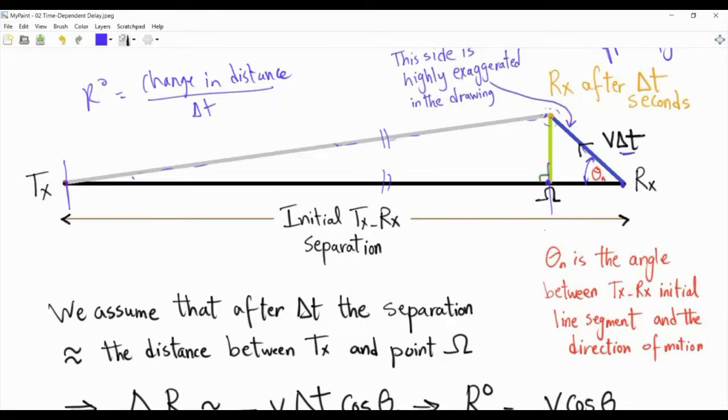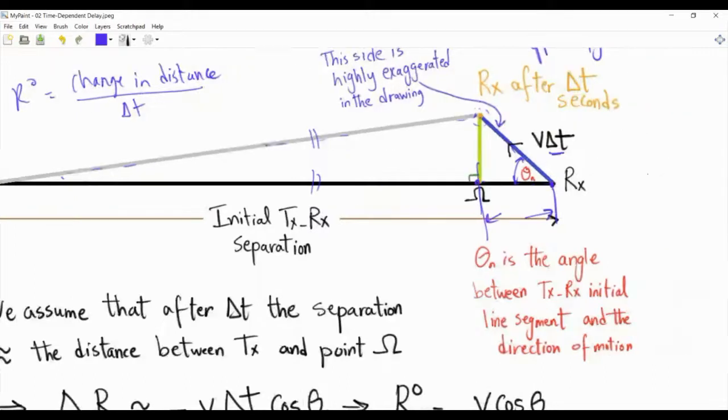It is an approximation, and this approximation will yield a very simple formula. So let's see why. Let's take the projection of this segment over this line here. Okay, so what is this separation? So this is a right triangle, right? And this is v delta t, this is theta of n, and so this guy will be v delta t cosine theta n, right?